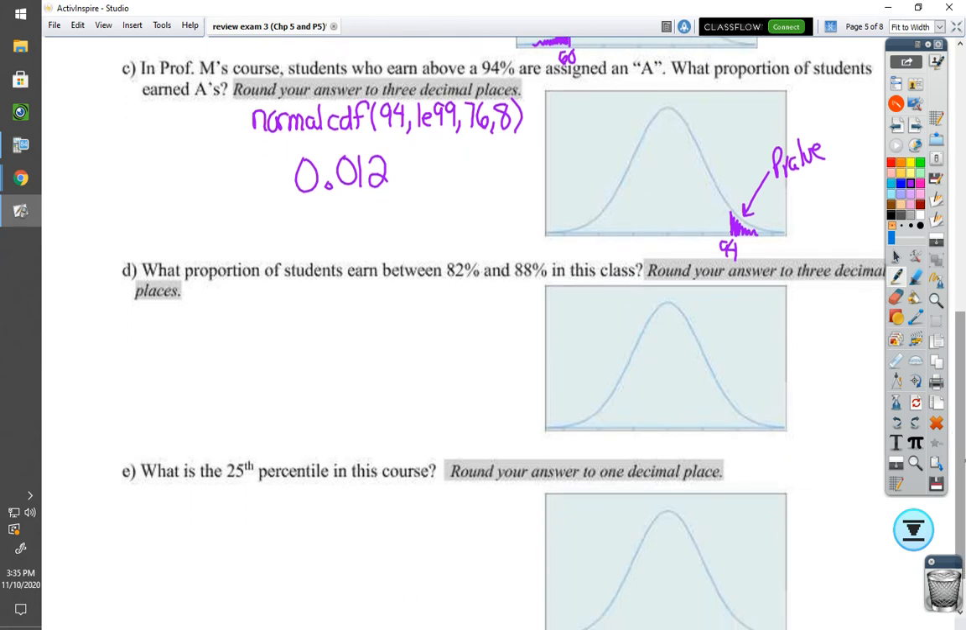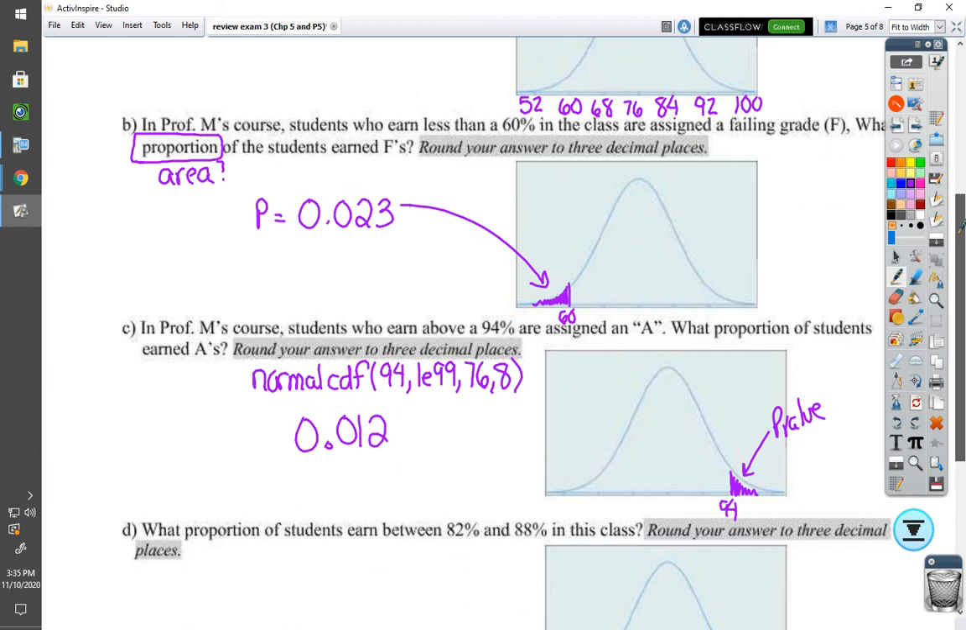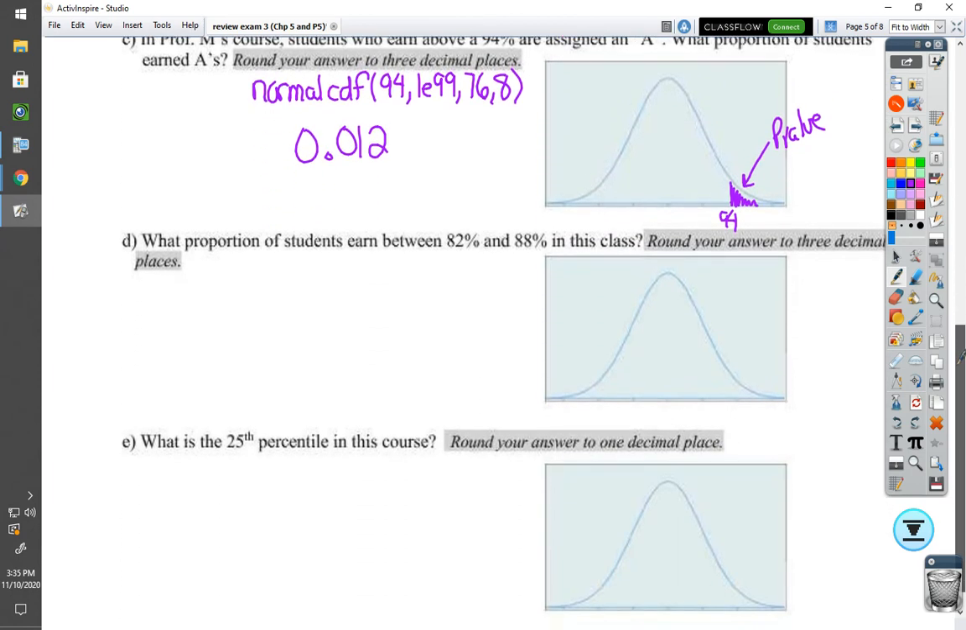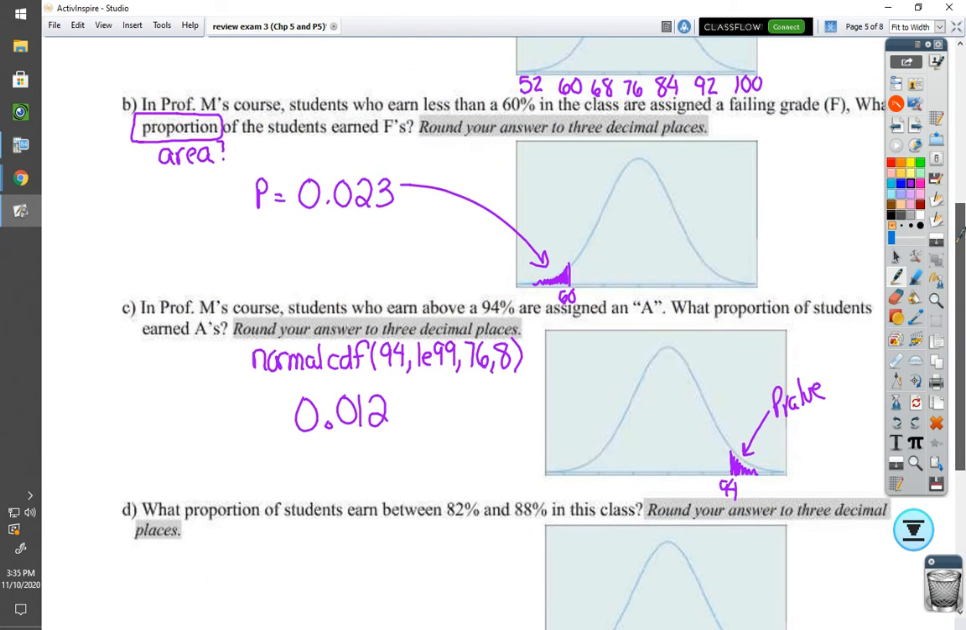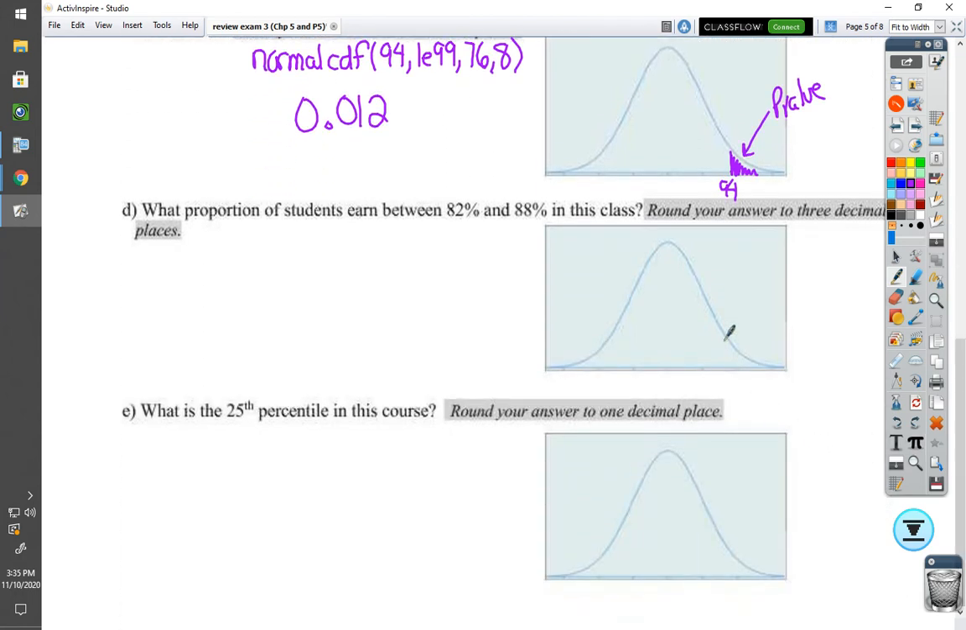What proportion of students are in between an 82 and an 88? Okay, well, that 82 and that 88, let me see, the mean was 76, so that was about here. Right-hand side, 82, 88, and I'm looking for the area in there. Okay, so I'm trapping that area in the center.